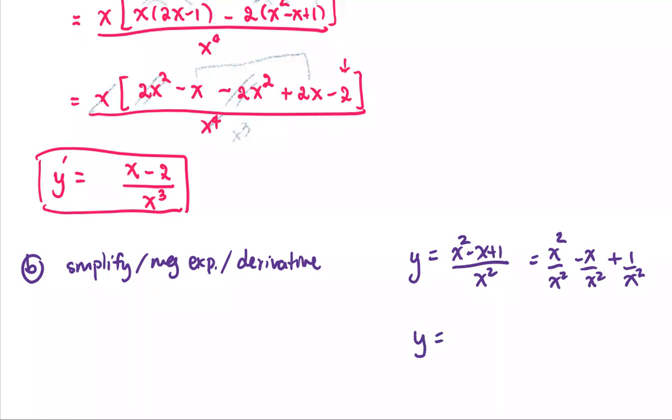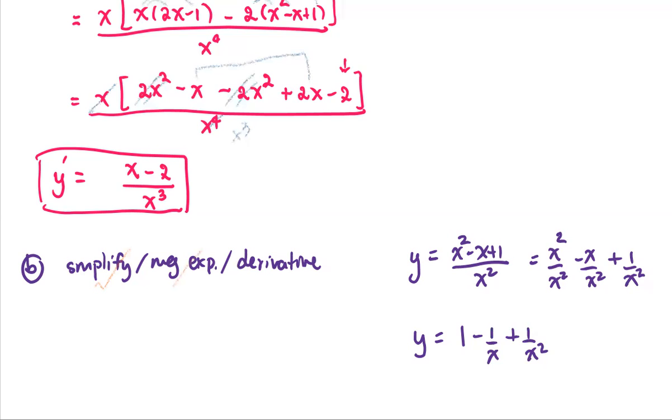When we simplify, x squared over x squared gives us 1. Negative x over x squared is negative 1 over x. And the last term is 1 over x squared. We are done with the first checkpoint here. So, simplify. Next, we're going to write it with negative exponents.